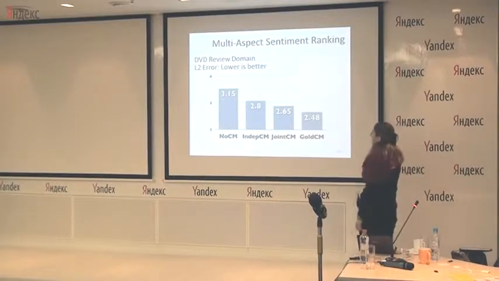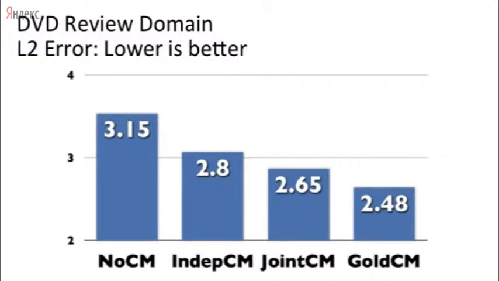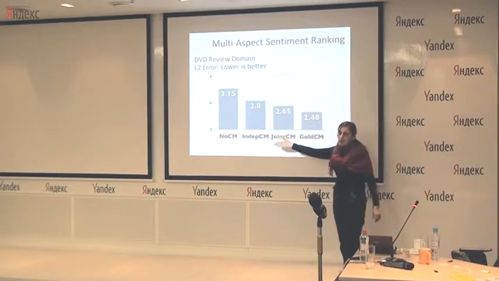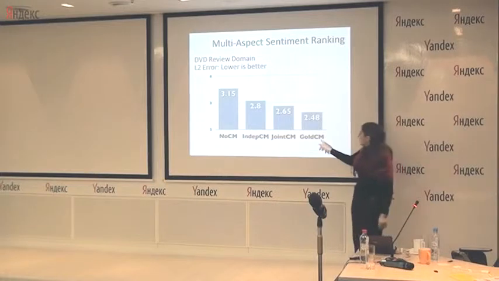So this is the L2 error, where the lower the number, the better you are. And you can see here that with the joint model you get to 265, while the 2 others actually do significantly worse.